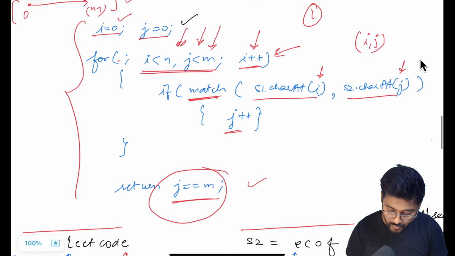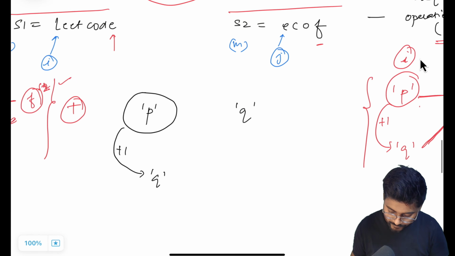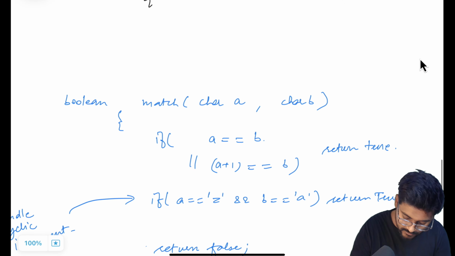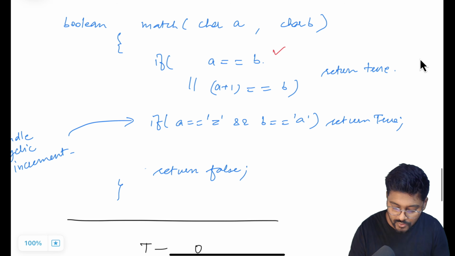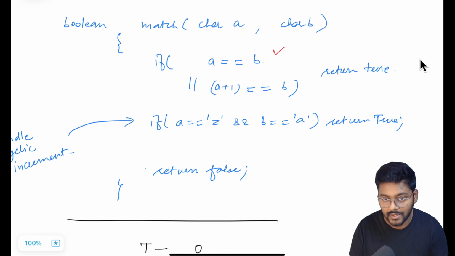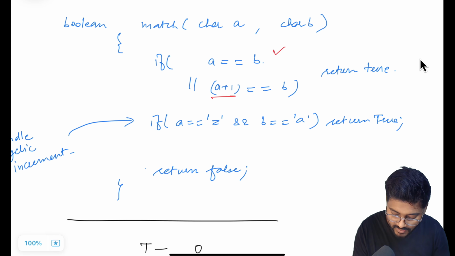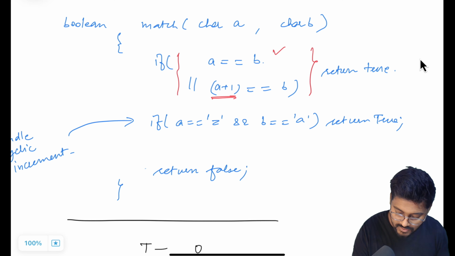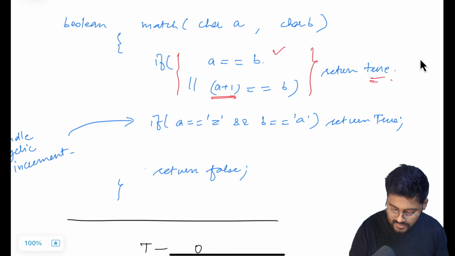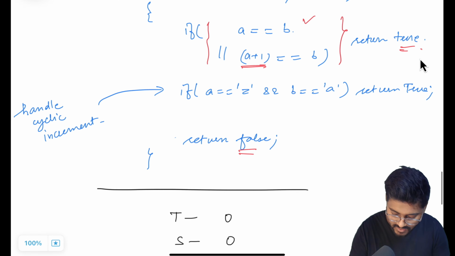Now all the logic is the same. I just updated the match operation. So what will be the new match operation? First of all, I will see whether those two characters are same or not. If those two characters are not same, just increment the character at the ith pointer. If that is the case, just return true. Otherwise return false.